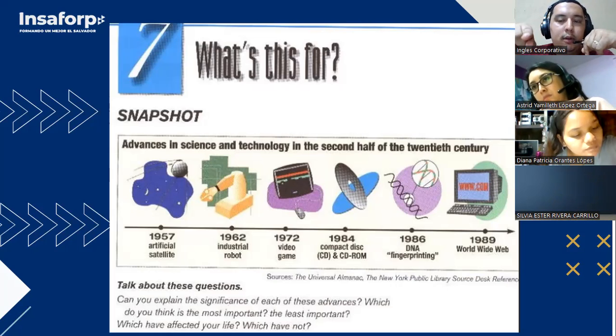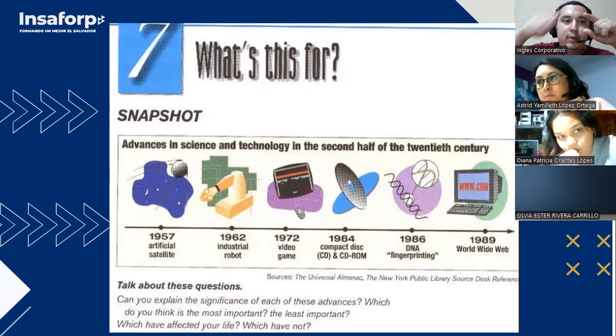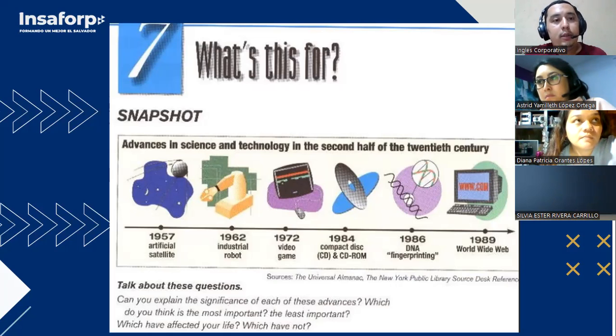That's why they call it World Wide Web, because it was similar to the spider web. It has a connection right here, it has another connection right here, and this one moves to here. That's why they decided to call it World Wide Web, because it's spread all over the world.